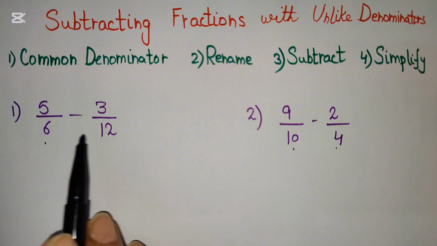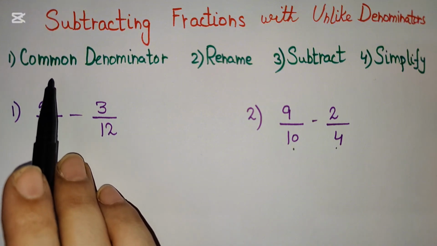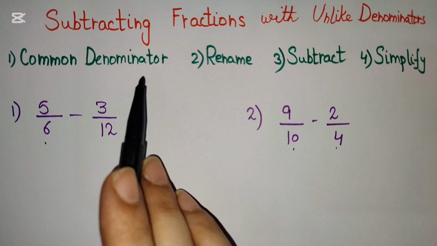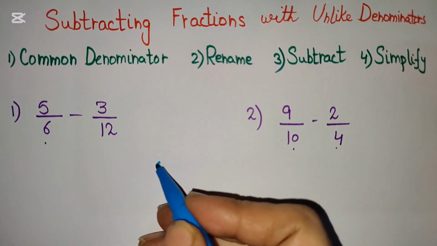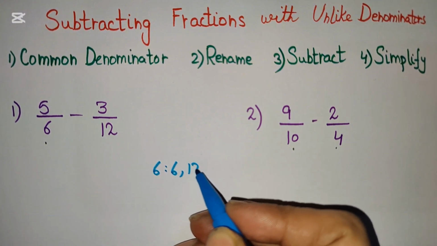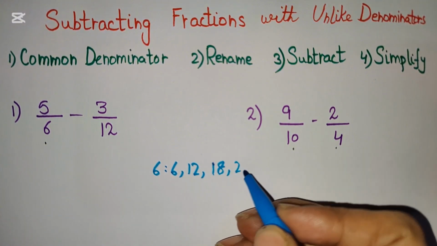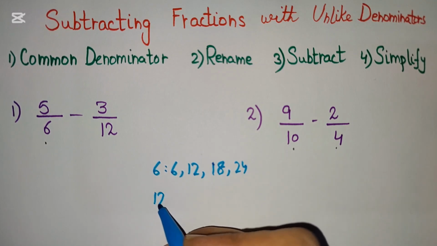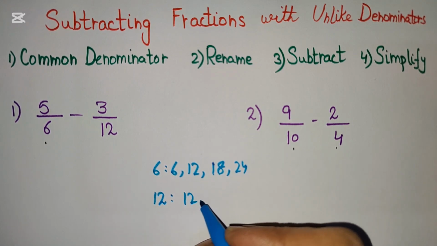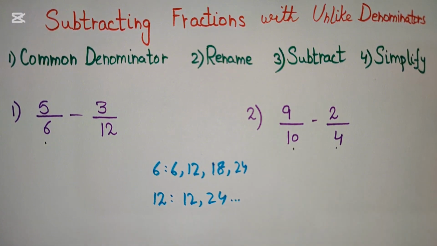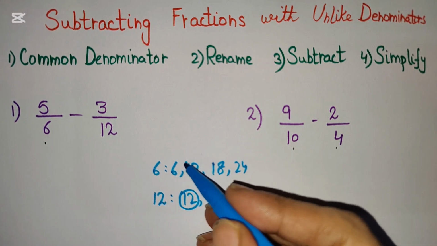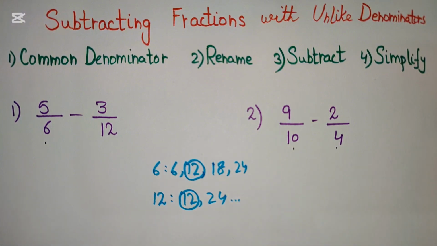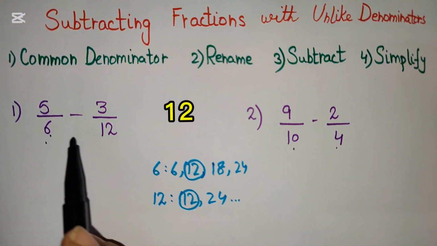Look at this, the bottom numbers are different, so we need to make a common denominator. For this we have to write the first 4 or 5 multiples of 6, which are 6, 12, 18, 24 and so on, and the multiples of 12 are 12, 24 and so on. So we need a common denominator. When we observe this, we find 12 is a common multiple of 6 and 12. So we need to make the denominator 12.